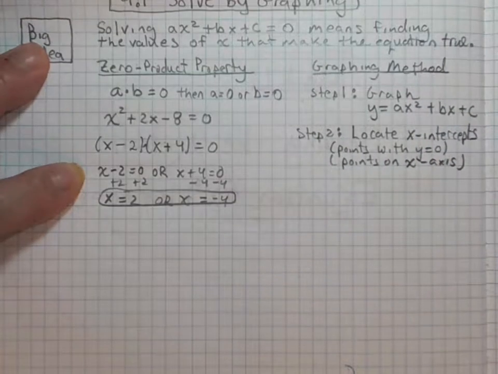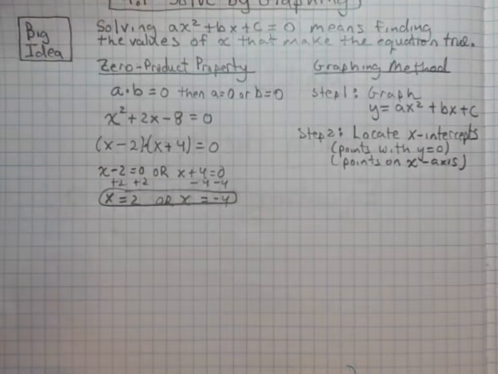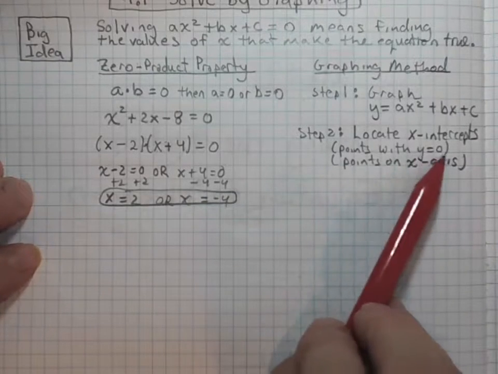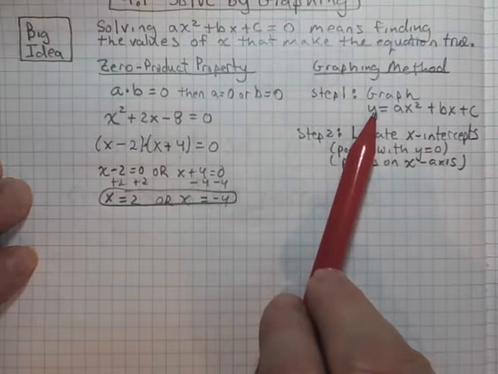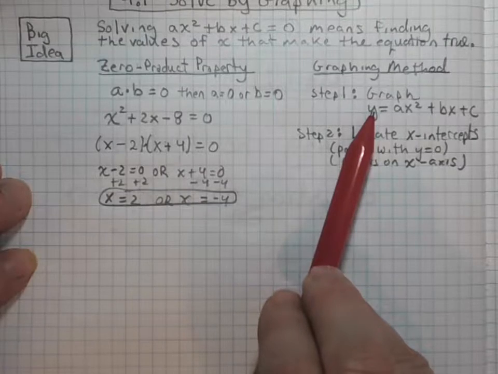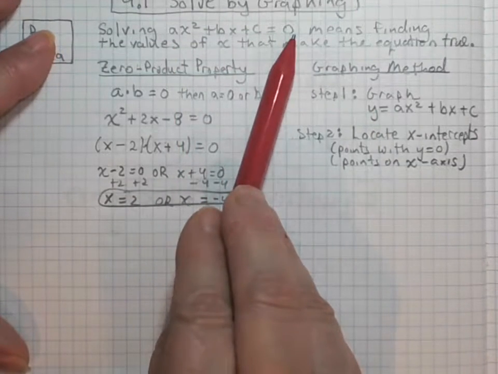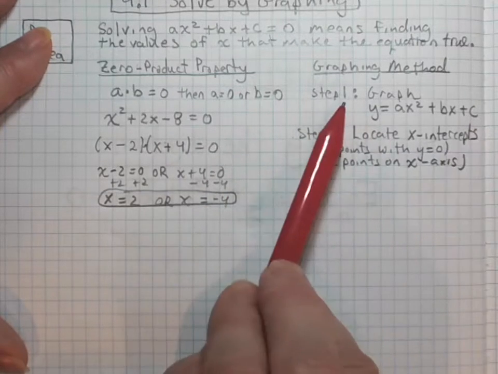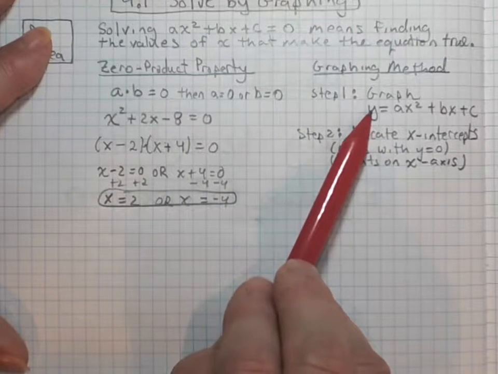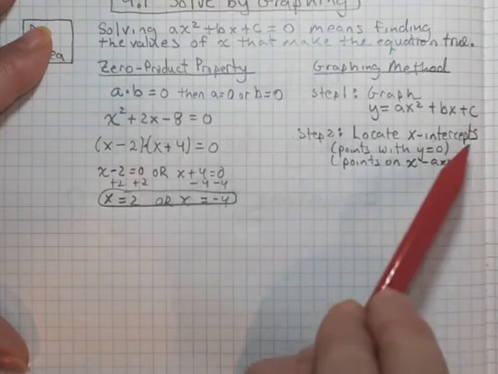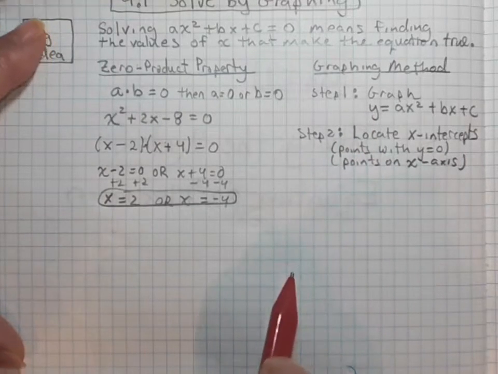Okay, so whatever it takes for you to remember that, we're locating the x-intercepts. So essentially the idea is that we're plugging in 0 for the y value, which is what we're starting with in the original quadratic equation. So we graph the function, and then we locate the points where y is equal to 0. Those are our x-intercepts, and those will be our solutions.